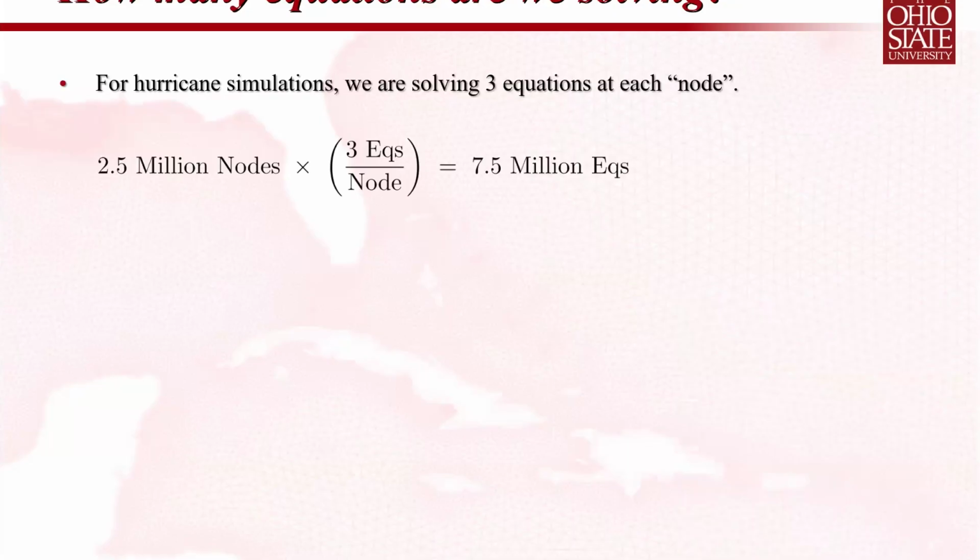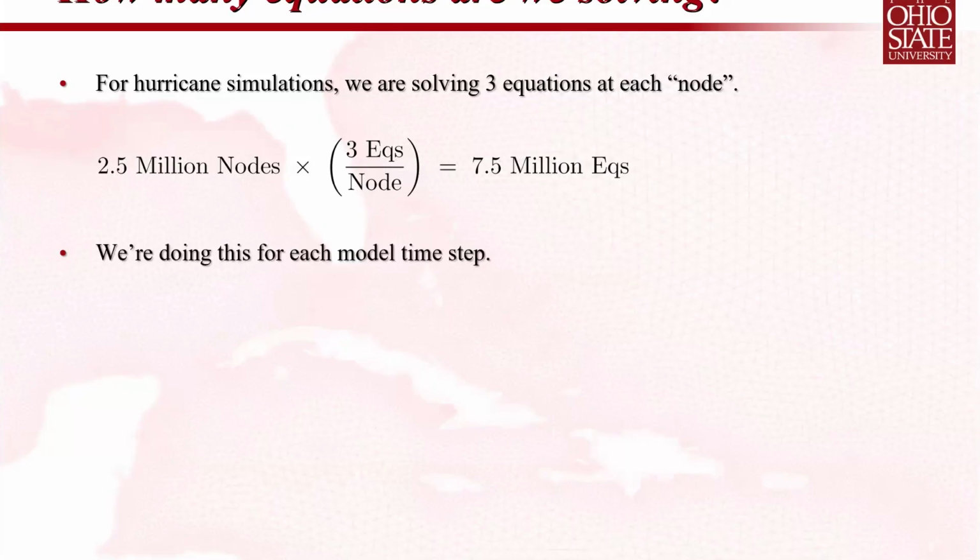For the hurricane simulation, we're solving three equations that I showed, right? And we're solving those at each node. A node just consists of each point of the triangles. And so for that mesh that I showed, for example, we have on the order of 2.5 million nodes or vertices. And again, we're solving three equations at each one of those nodes. So that means we're solving 7.5 million equations just to get the surface elevation and velocity at each point.